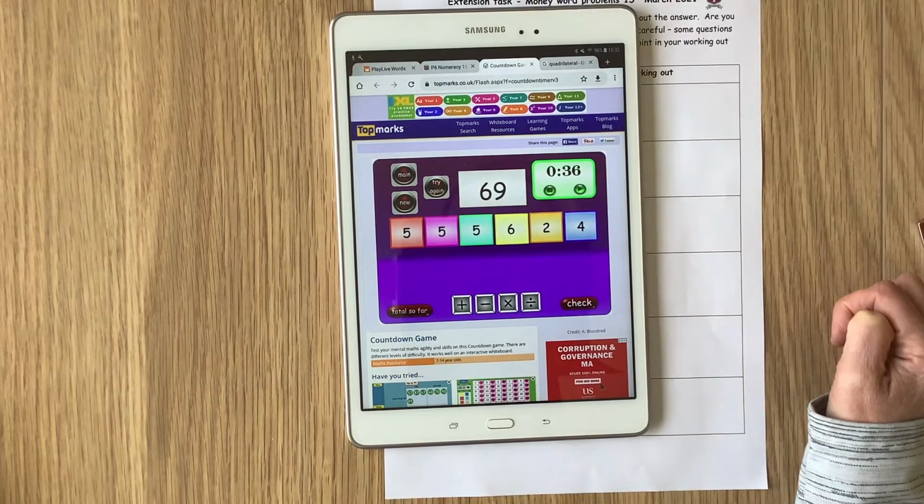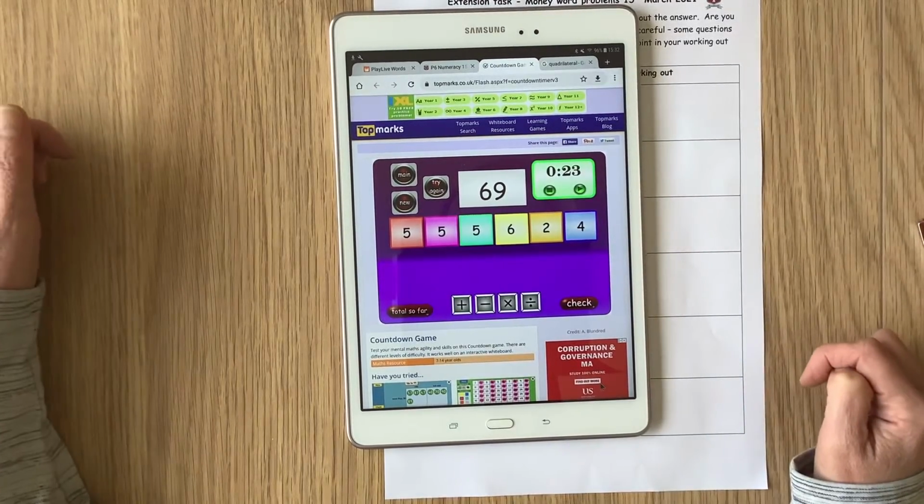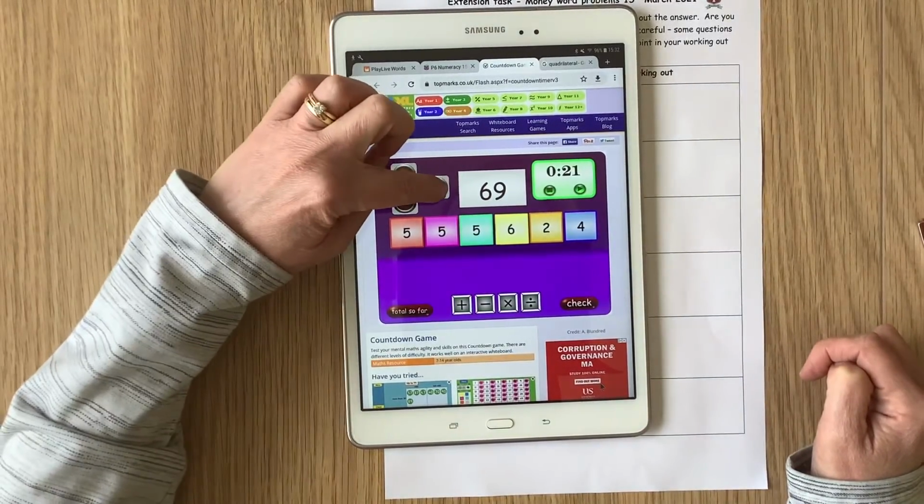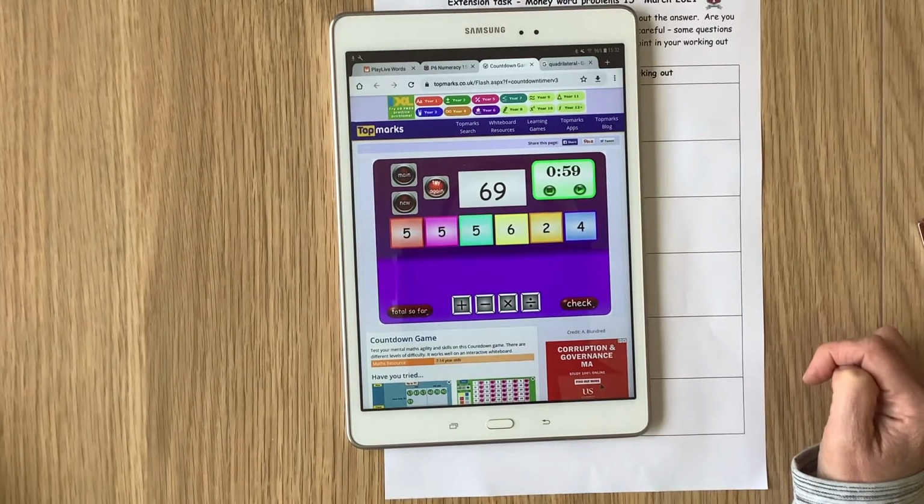Maybe you could pause the video here and see if you can find a way to make 69. It is always possible to do it. You just have to try and find a way. Now, if your time is about to run out, I'll give you a clue. Go and click try again, and it restarts that minute for you, which is very useful, okay? So have a think. Is there a way that you could do it?